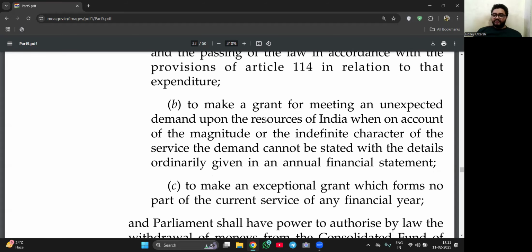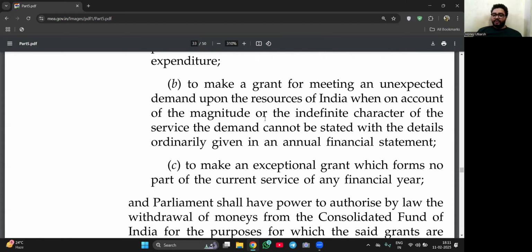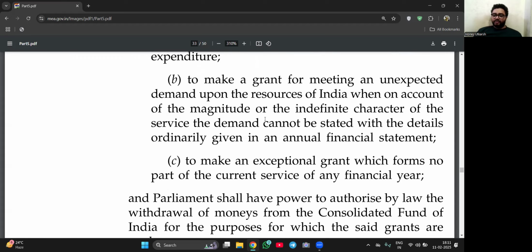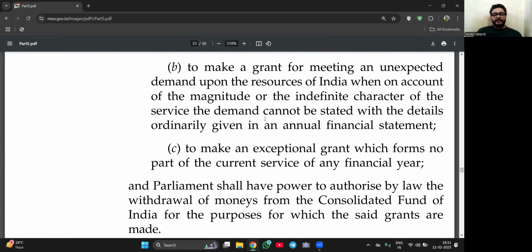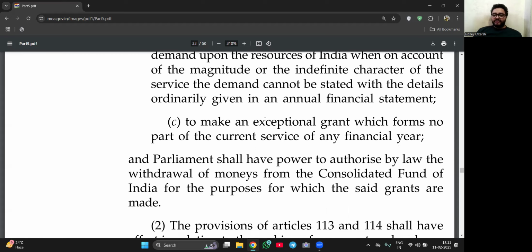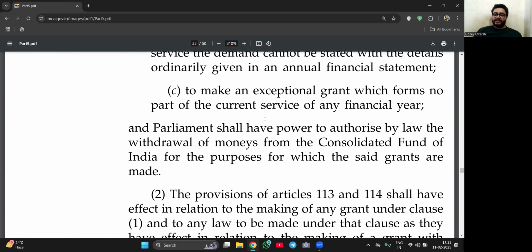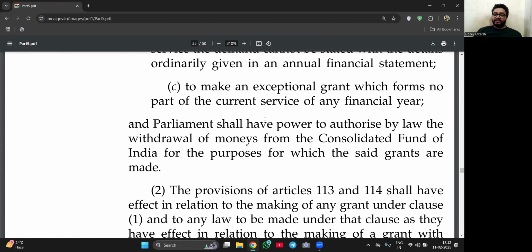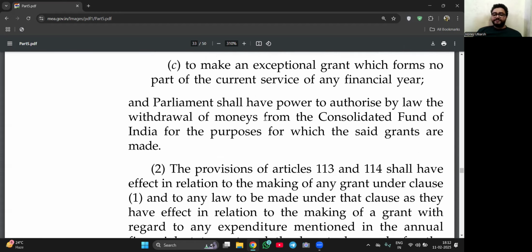B. To make a grant for meeting an unexpected demand upon the resources of India when, on account of the magnitude or the indefinite character of the service, the demand cannot be stated with the details ordinarily given in an annual financial statement. C. To make an exceptional grant which forms no part of the current service of any financial year, and Parliament shall have power to authorize by law the withdrawal of monies from the Consolidated Fund of India for the purposes for which the said grants are made.